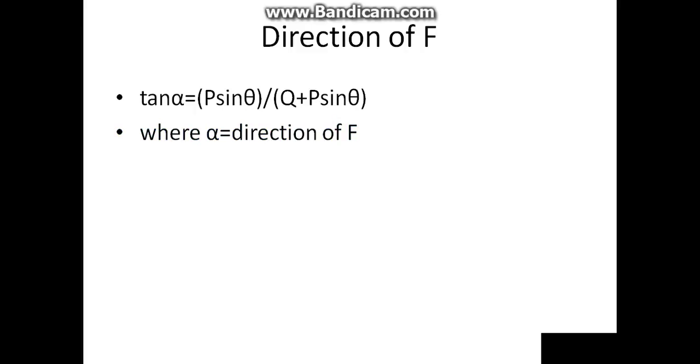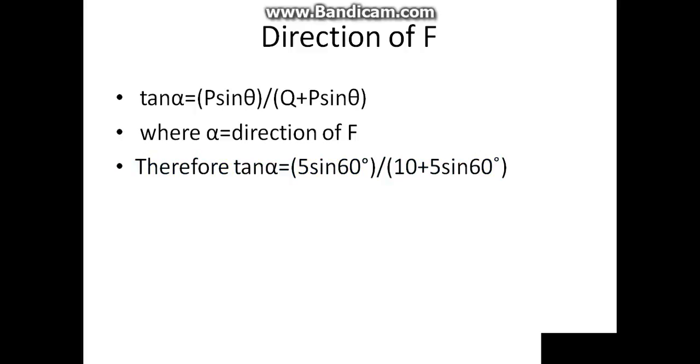Direction of F: tan alpha equal to in bracket P sin theta all over in bracket Q plus P sin theta, where alpha is the direction of force F. Therefore, tan alpha is equal to in bracket 5 sin 60, substituting the values, all over 10 plus 5 sin 60. Alpha is equal to tan inverse of 0.30217. Alpha is now equal to 16.8 degrees.